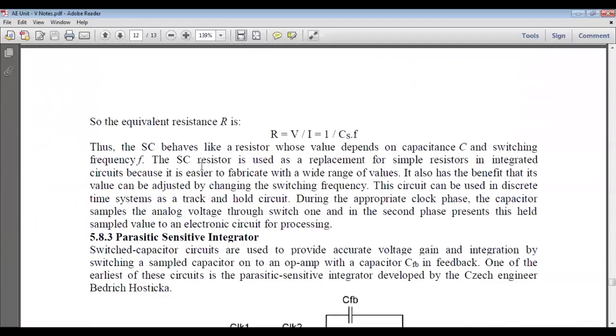What is the application of SC resistor? Replacement for simple resistors in integrated circuit diagram. It has got one more benefit. We can change the switching frequency at any time.